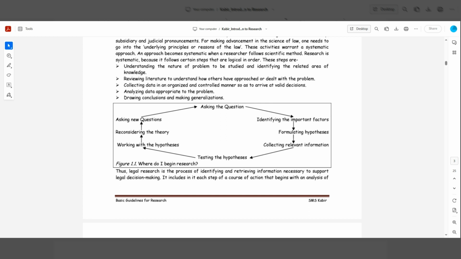And then reconsidering the theory. Sometimes halfway through your research, you realize that you're completely wrong. And that doesn't mean your research is a complete bust and a failure. In your final research paper, you can write that this was my thesis, I thought this, I collected this information, and it turns out this is actually the answer. And research often leads to new questions.